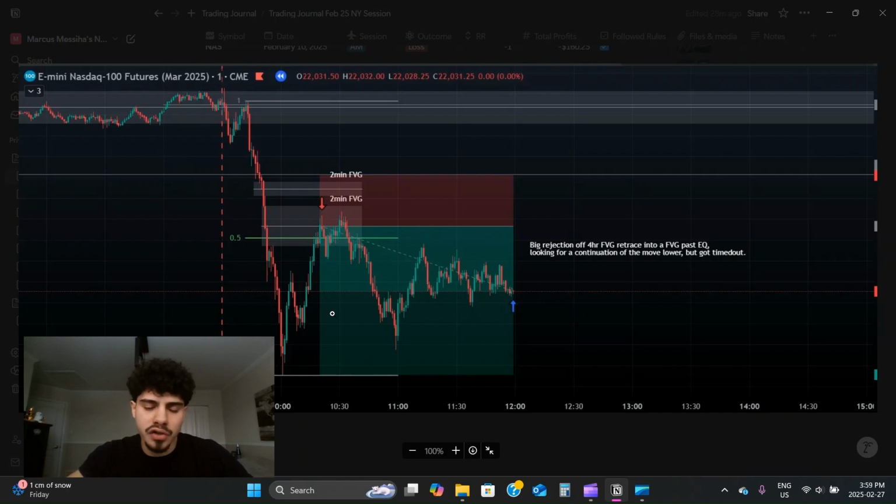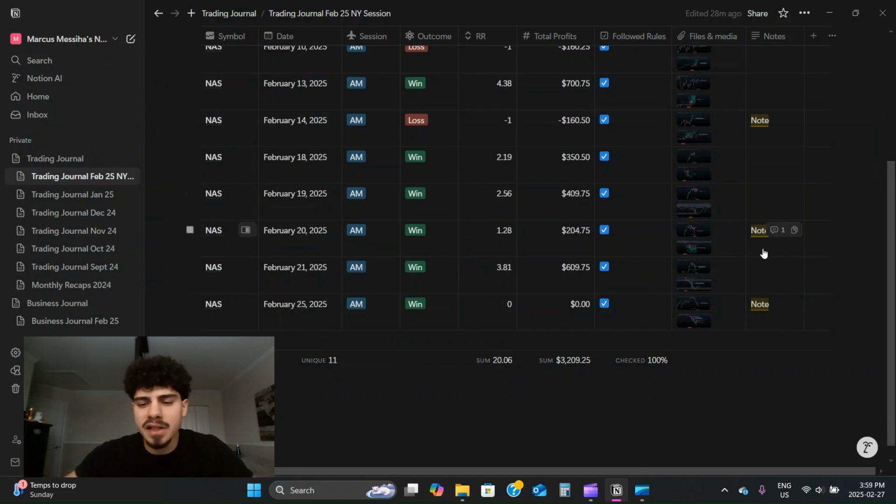But then we retrace all the way back past the equilibrium. So okay, we're going to continue going lower, which we kind of did, but I don't know what happened after this because I take my setups for sure before lunch. So I let the setup play out till 12, and then I took it out. I basically missed the move, but I was a bit greedy to find another way in because that's a huge move down. So I still made about $200, which just doesn't really matter.